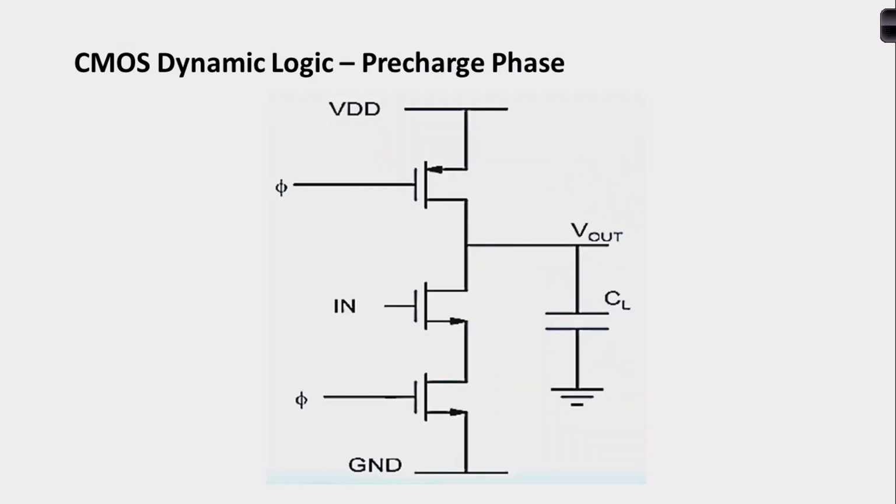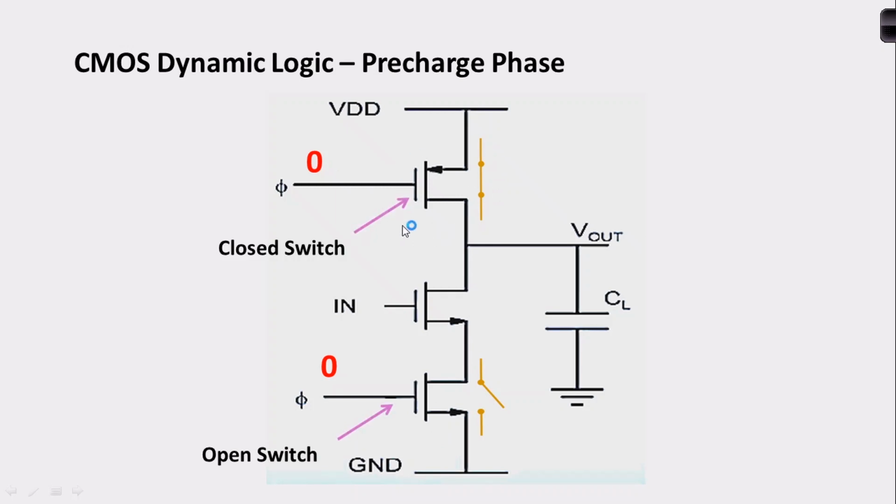Here we have two stages: one is the pre-charge phase, and the other is the evaluation phase. The pre-charge phase is when we apply 0 to both, when our clock is 0. When the clock is 0, this NMOS transistor is going to be an open switch since it is turned off, and since the other is a PMOS, it is going to be turned on and acts like a closed switch.